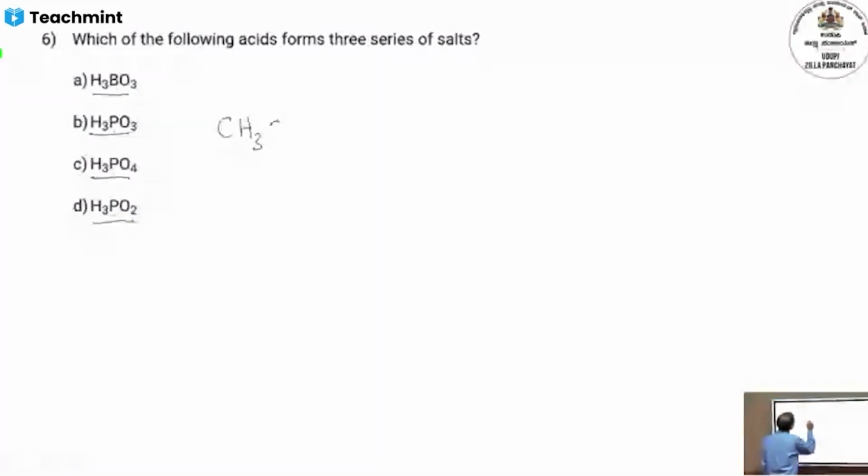CH3COOH, acetic acid, is a monobasic acid even though there are 4 protons. Why? Because only the hydrogen which is bonded to the oxygen can be released as a proton, whereas the hydrogens bonded through a nonpolar covalent bond to the carbon cannot be released as a proton.